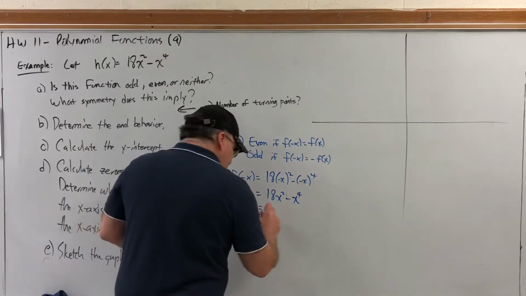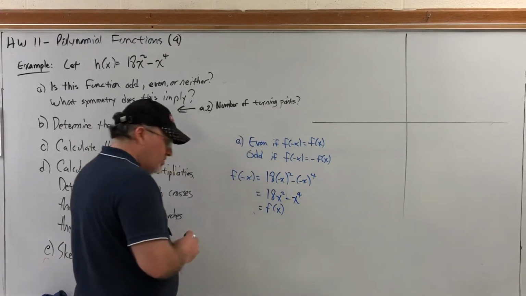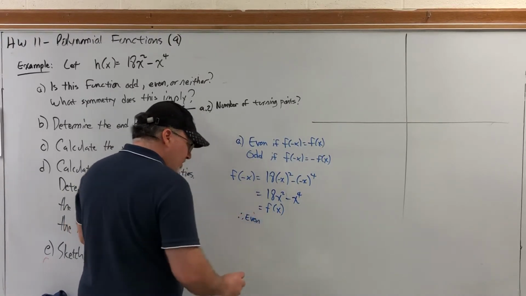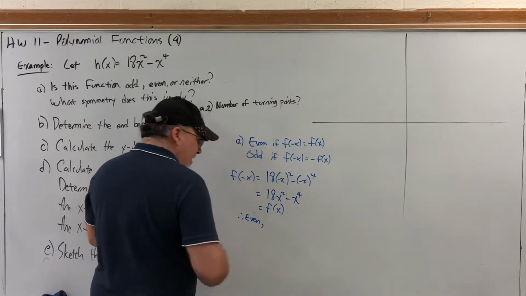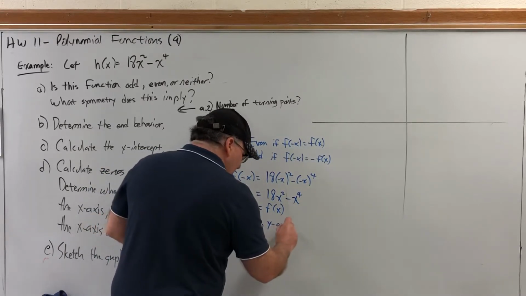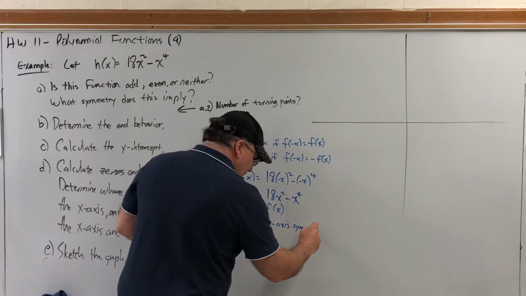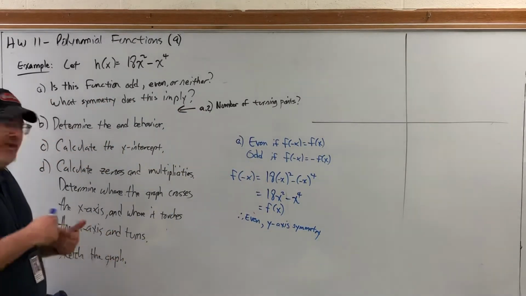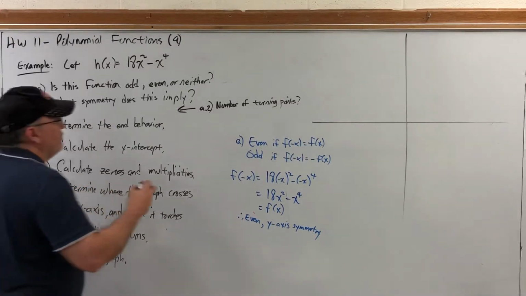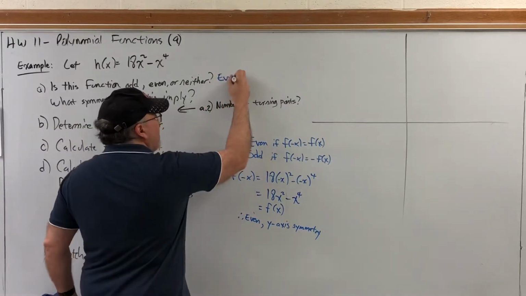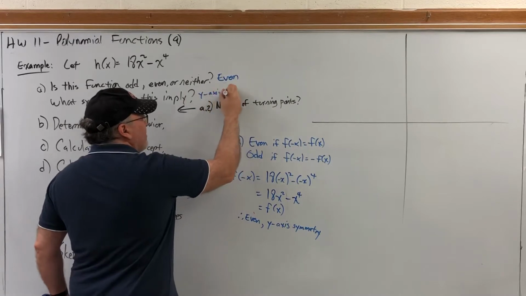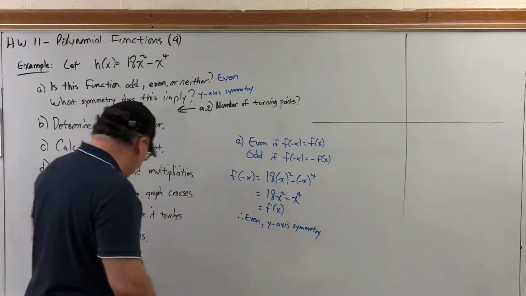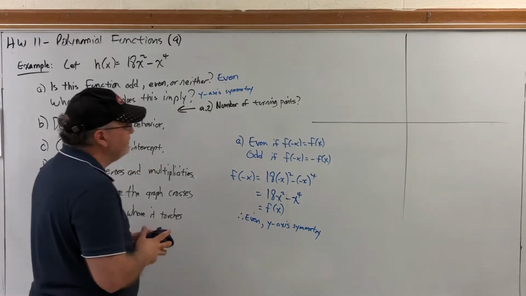Isn't that the original function? It is. Therefore, the function is even, and that implies that there is y-axis symmetry. So now I only have to graph half of the graph, and I can reflect it to get the other half. So even and y-axis symmetry. Every time we get something on the right, it has a mirror image on the left and vice versa.